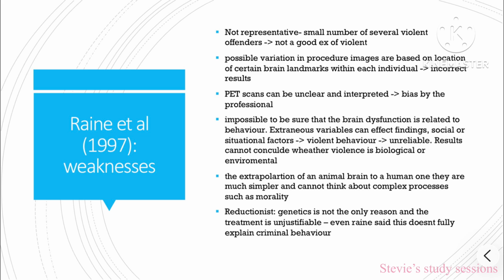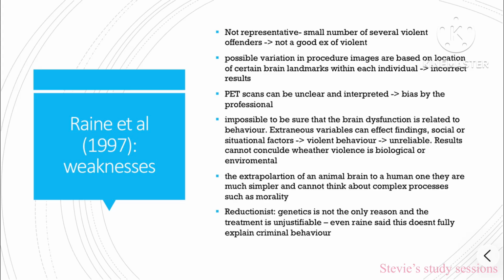It's impossible to be sure that brain dysfunction is related to behavior. Extraneous variables can affect findings, or social or situational factors can lead to violent behavior. This makes the theory unreliable. Results cannot conclude whether violent behavior is biological or environmental.